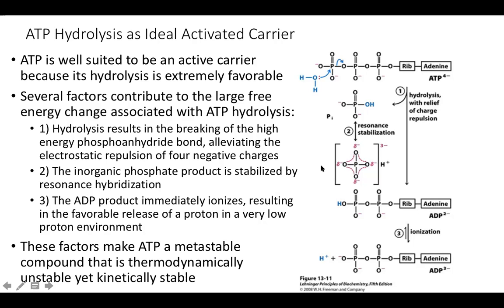Secondly, as shown on the previous slide, the inorganic phosphate product is stabilized by resonance stabilization, making the formation of products favorable due to the stability of products compared to the reactant. And additionally, the ADP product produced by ATP hydrolysis is able to immediately ionize, which results in the favorable release of a proton in a very low proton environment within the cell, further increasing the favorability of product formation.